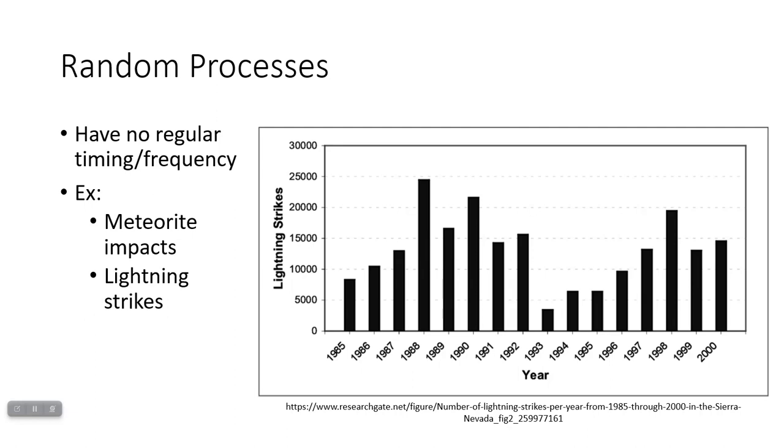Then we have things like lightning strikes. You might be able to say, okay, we're more likely in this part of the year to have lightning strikes because we're more likely to have thunderstorms. But you cannot absolutely predict when and where lightning will strike.